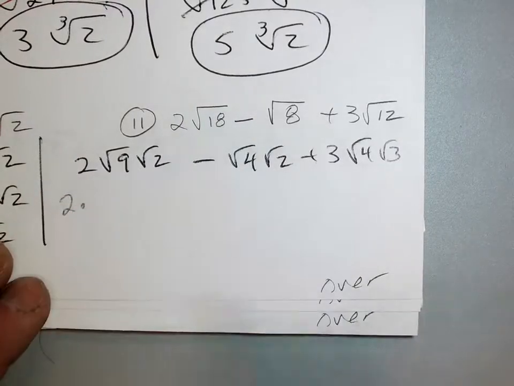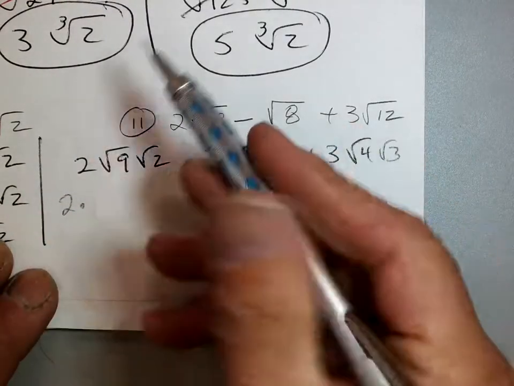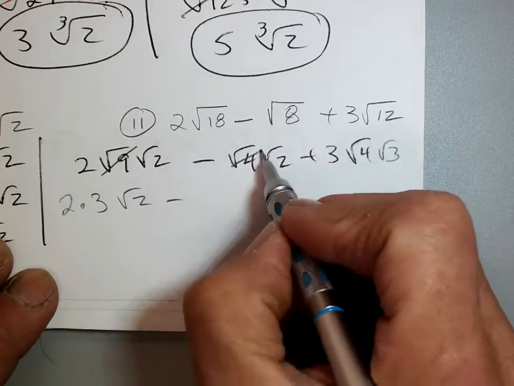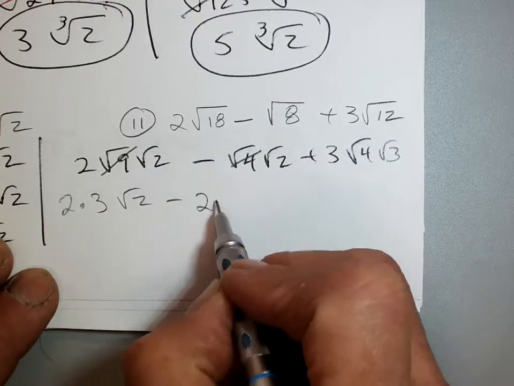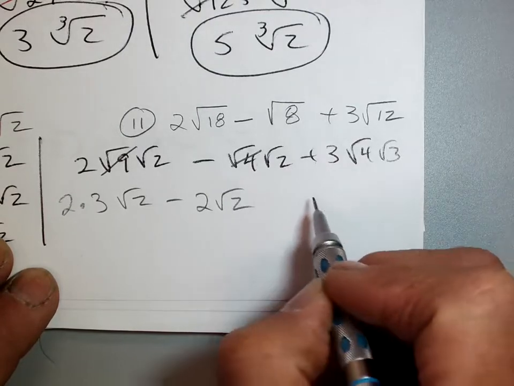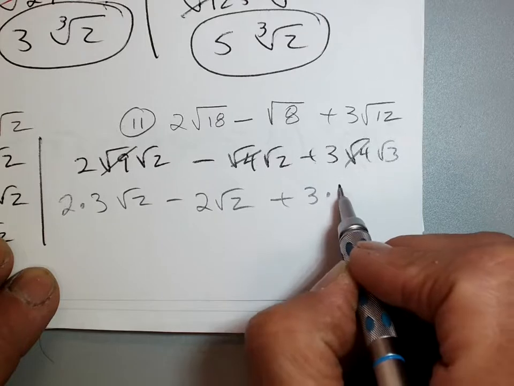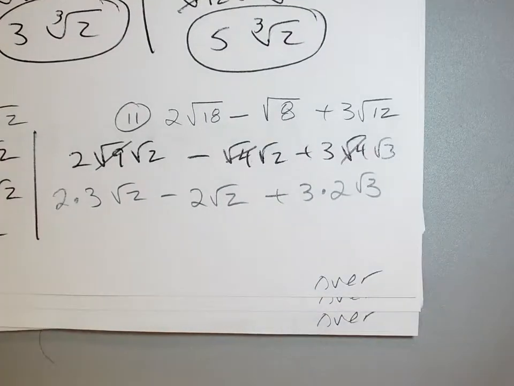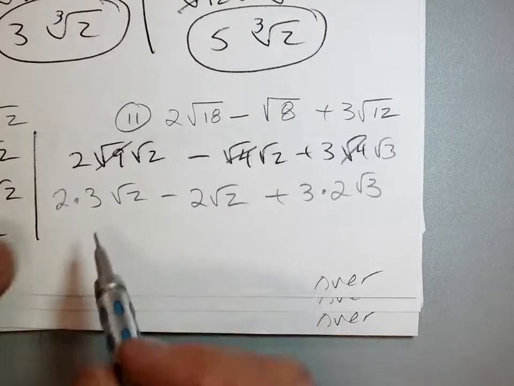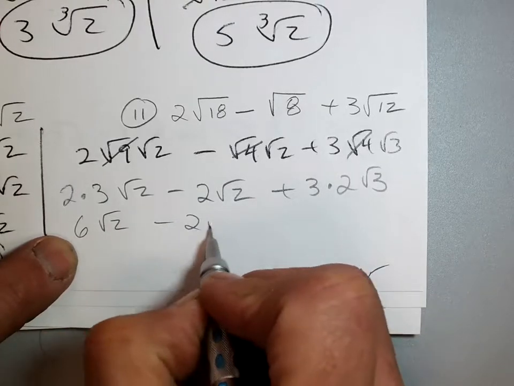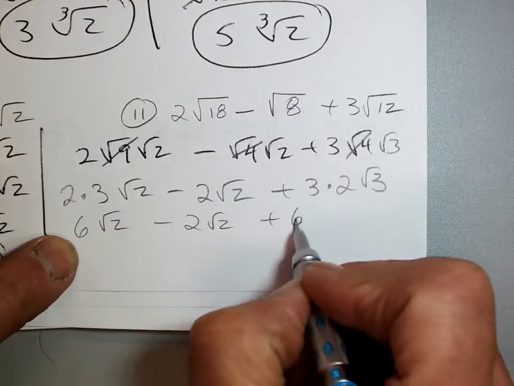2 times 9, square root of 9 is 3, square root of 2, minus, square root of 4 is 2, so 2 square root of 2, right? Plus 3 times 2 square root of 3. How am I doing? You're doing great. Awesome, thank you. Okay, let's tidy it up. We've got 6 square root of 2 minus 2 square root of 2 plus 6 square root of 3.